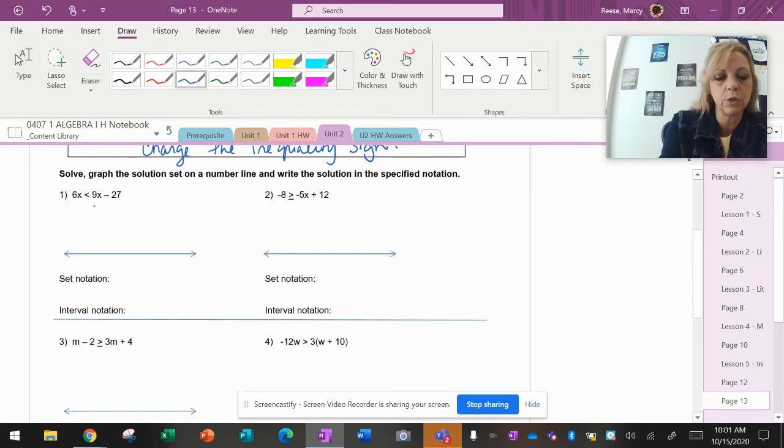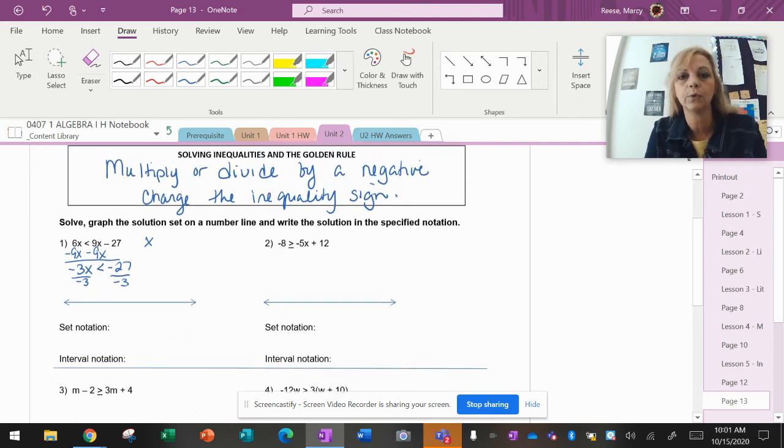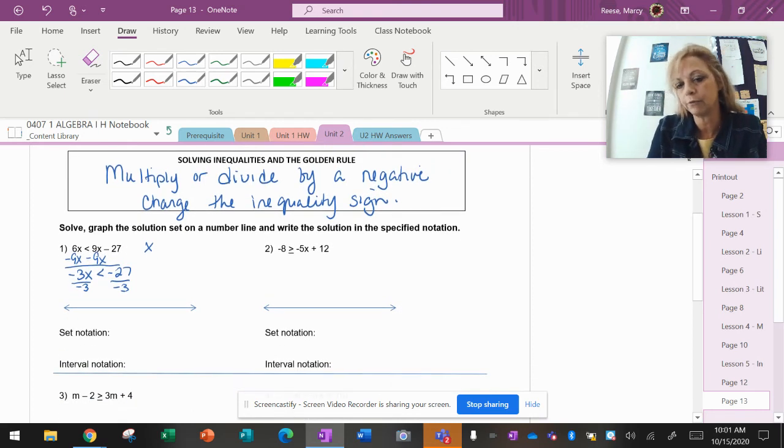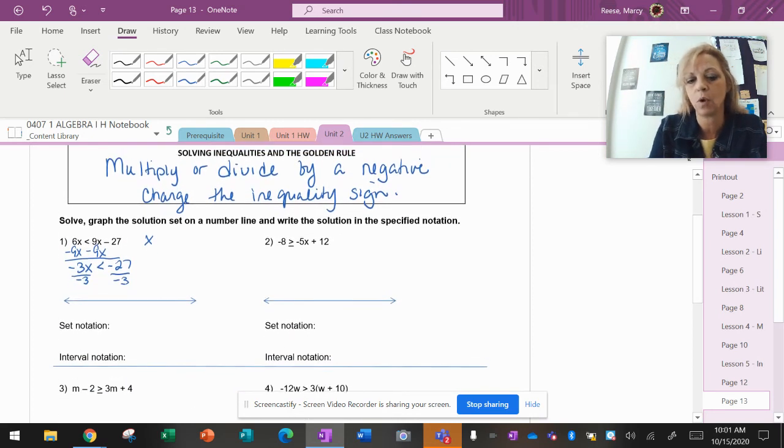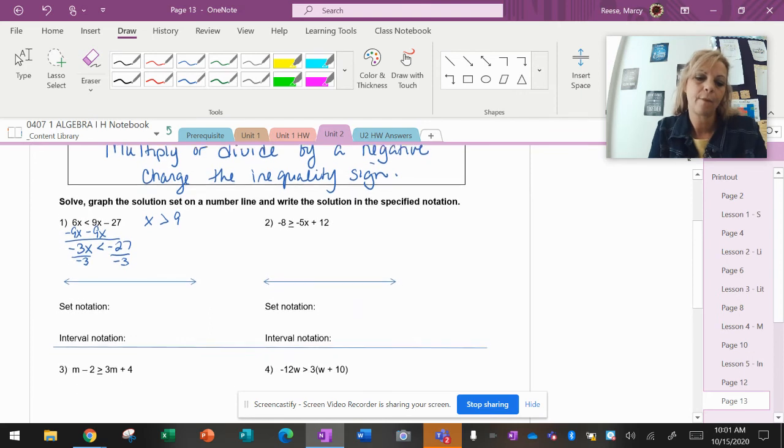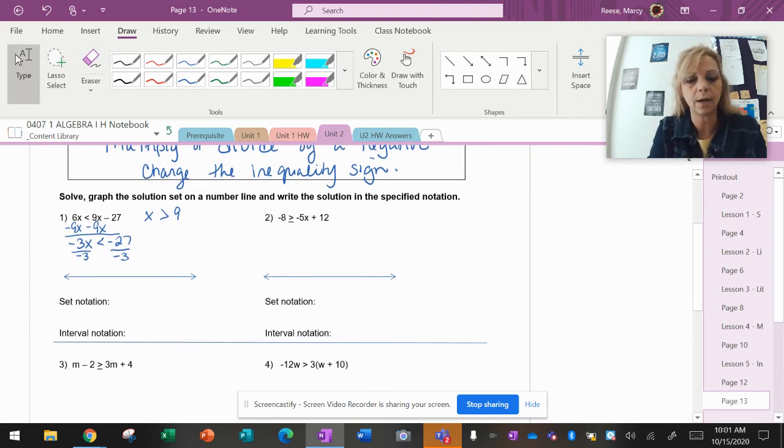The first thing we're going to do is get the x's to one side. Don't be afraid of the negatives. Okay. And then I'm going to divide. Now look what I'm doing. I'm dividing by a negative value. So what did I say about the golden rule? When you multiply or divide by a negative, you change the inequality sign. So that less than sign now becomes a greater than.